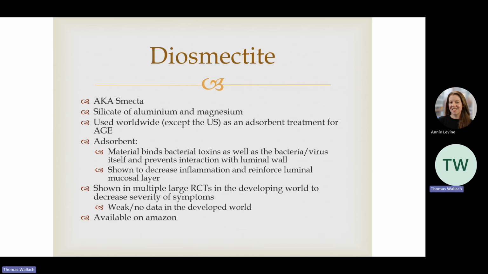Diosmectite. Now, this is a fun one. I have actually tried to take this. I find it real yucky, but it does work. So this is called Smecta. It's a silicate of alumina and magnesium. It is available around the world, except in the US, although you can buy it on Amazon because it is a GRAS substance, so generally regarded as safe.